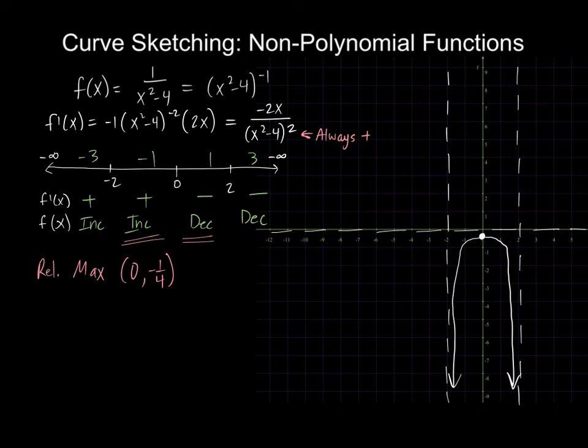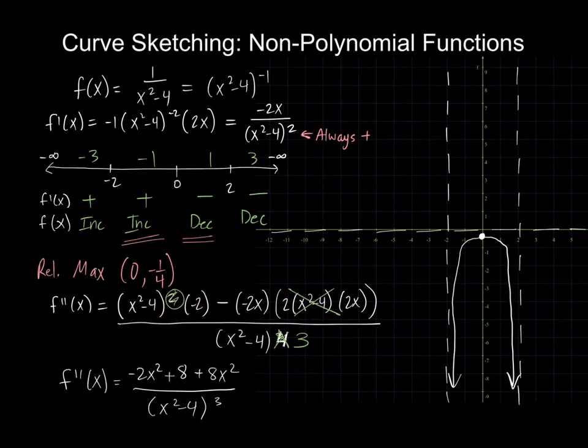Let's check out the second derivative. It's going to be a little bit more labor involved in this one, but we can handle it. F double prime. Actually, for the sake of time in this video, see if you can take the second derivative and determine where this function is concave up and concave down, and come back for the answer.